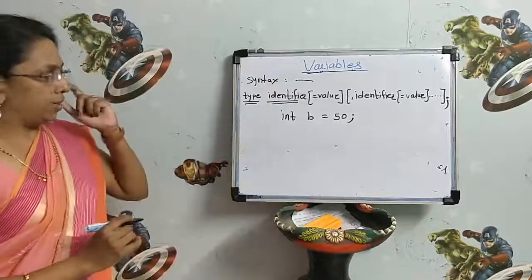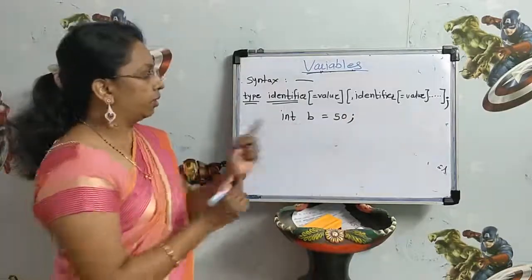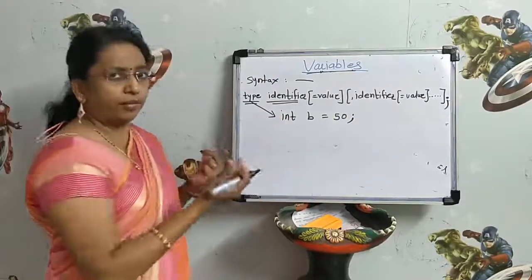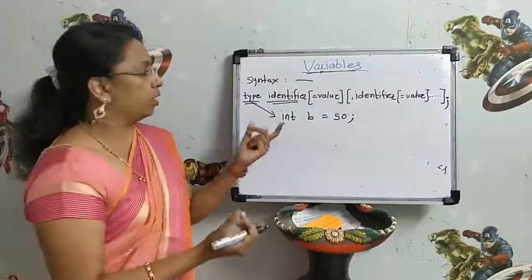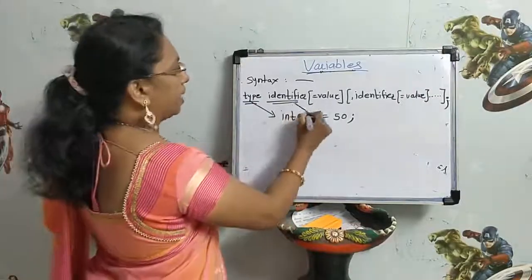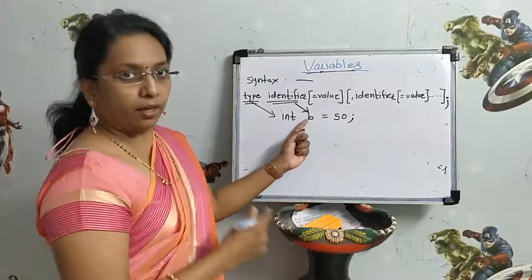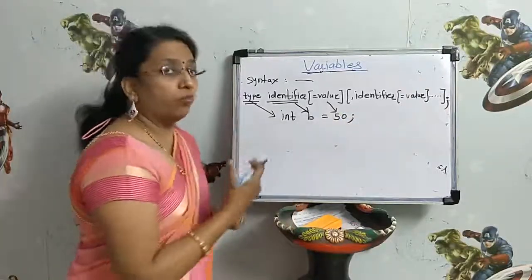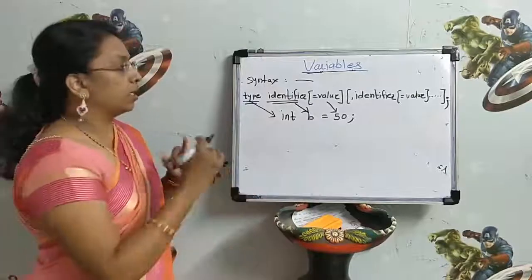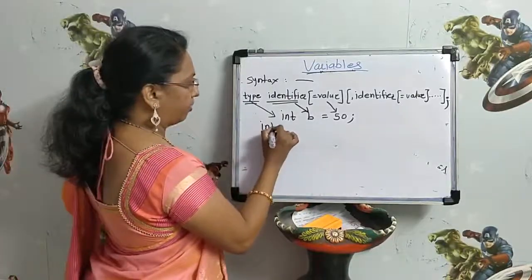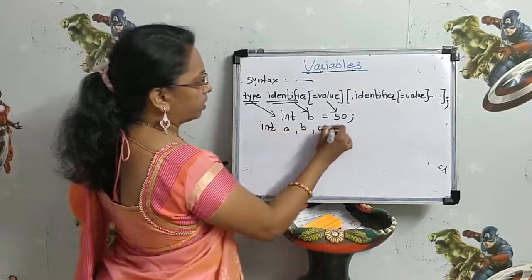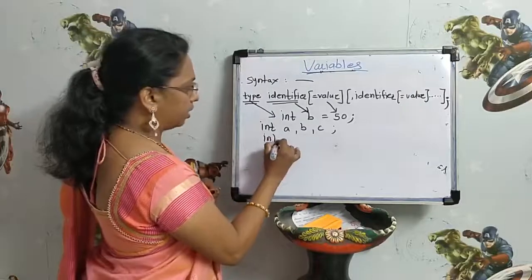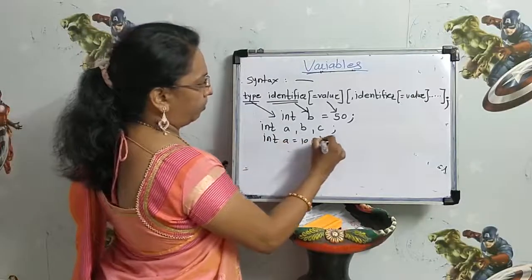When I say int b equal to 50, it means int is a type, a data type. That means we have different types of data, right? Integer, character, float. Like that, int is a type, b is an identifier, that means the name given to that memory location, and the value is 50. Whenever I want to define multiple variables, then on a single line I can define int a, comma b, comma c.